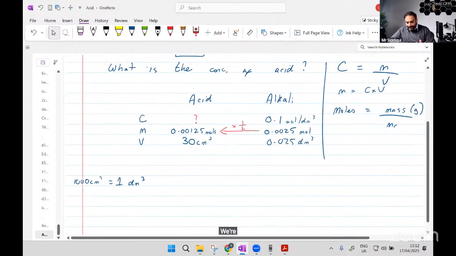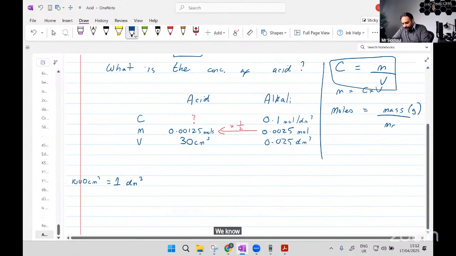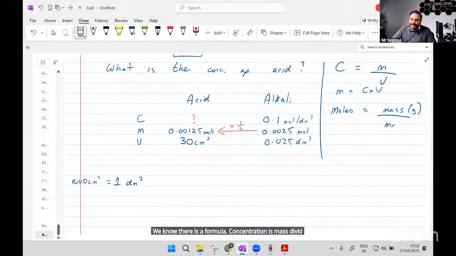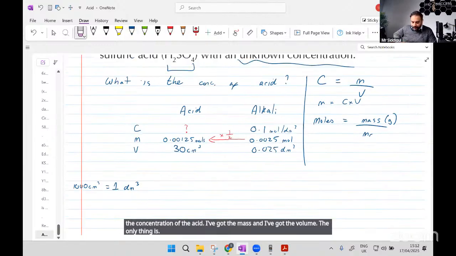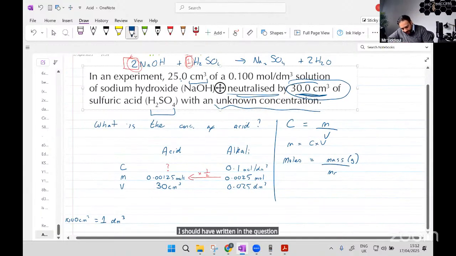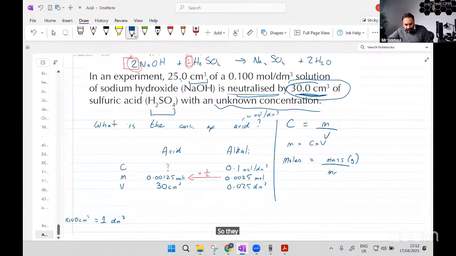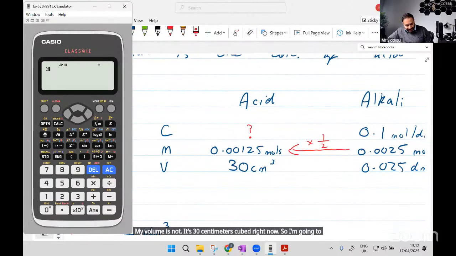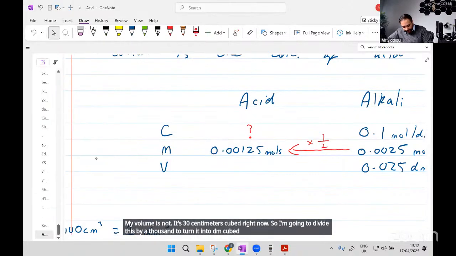We're nearly finished because we wanted the concentration of the acid in this question. We know there is a formula. Concentration is mass divided by volume to get to the concentration of the acid. I've got the mass and I've got the volume. The only thing is, that I should have written in the question, is that they will say they want the answer in moles per dm cubed. So they want the mass in moles and the volume in dm cubed. My volume is not. It's 30 centimeters cubed right now. So I'm going to divide this by 1,000 to turn it into dm cubed. That's 0.03.